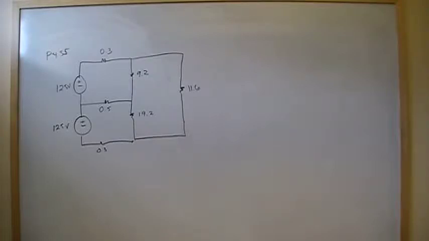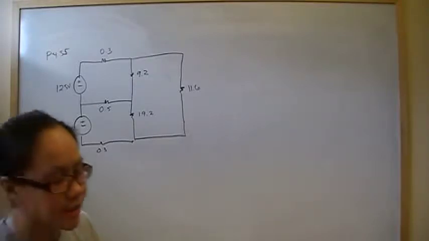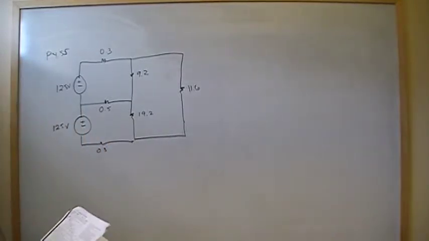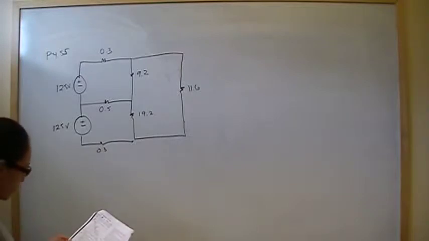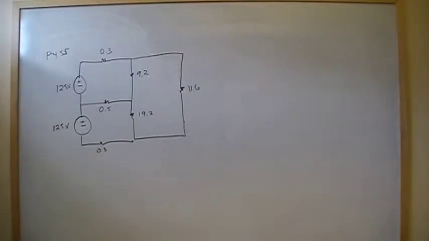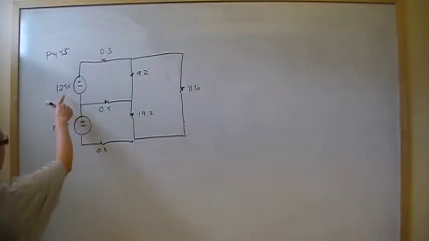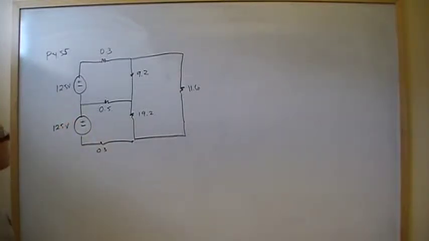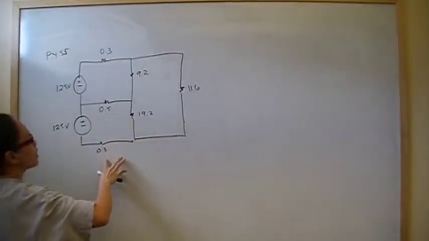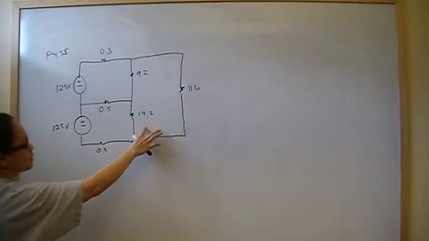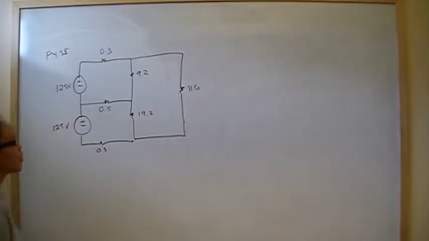Hey you guys, so this is problem number 55 from section 8 from chapter 4, and it's a section on node voltage versus mesh method. So first let's describe the circuit, and then we'll read the problem. We have two 125 volt independent voltage sources and a connection of resistors. These are 0.3, 0.5, 0.3, and 9.2, 19.2, and 11.6 ohms resistance.